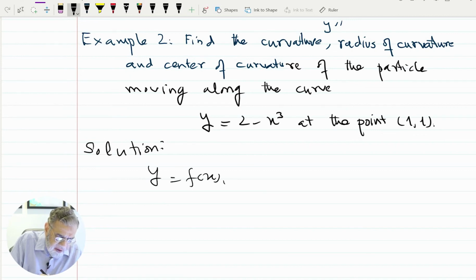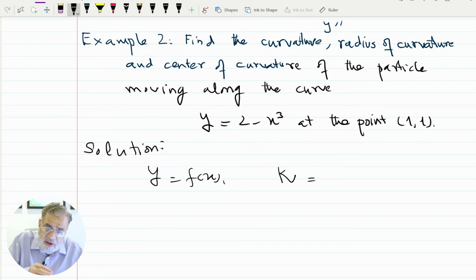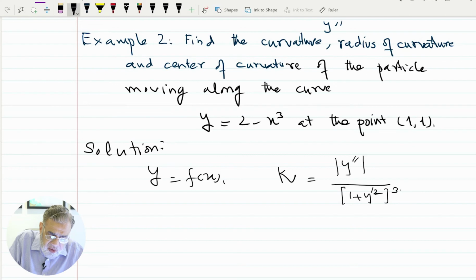We can write the formula for the curvature. The formula for the curvature is the absolute value of y double dash, because curvature is always positive, over (1 plus y dash square) to the power 3 by 2. We can find the value of y dash and y double dash at the given point, substitute into the formula, and find the curvature.